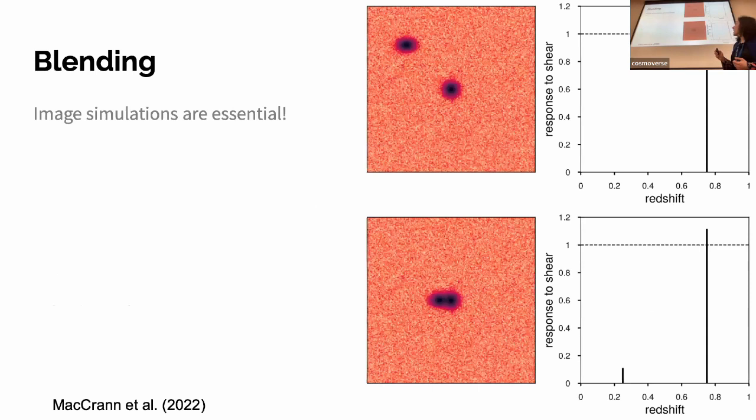Okay? And here, for example, in this paper, they looked at what happens if you have blended objects. Aside from potential bias in the shape measurement, you can also bias the redshift measurement. So you can bias both of your main ingredients. So here you have two galaxies, they're separated obviously, and you know where the redshift is. And now if you have these galaxies and they are overlapping, then you might get redshifts for them that are not correct.